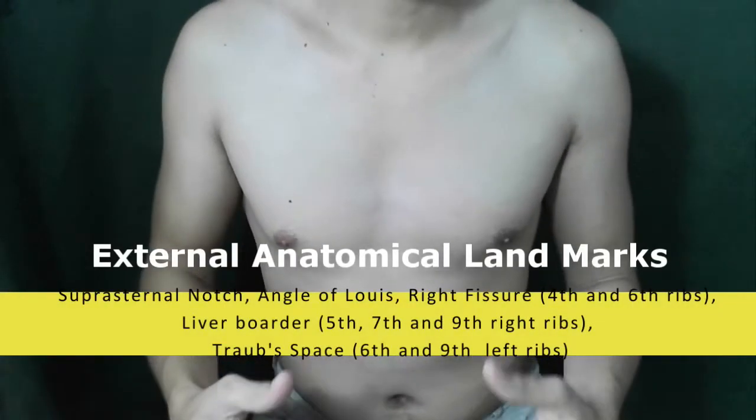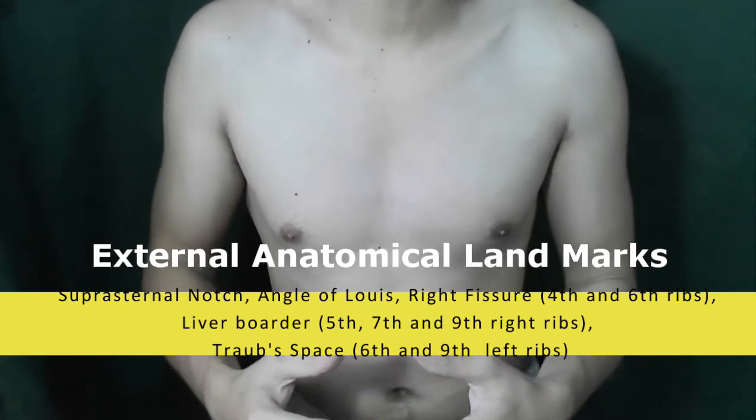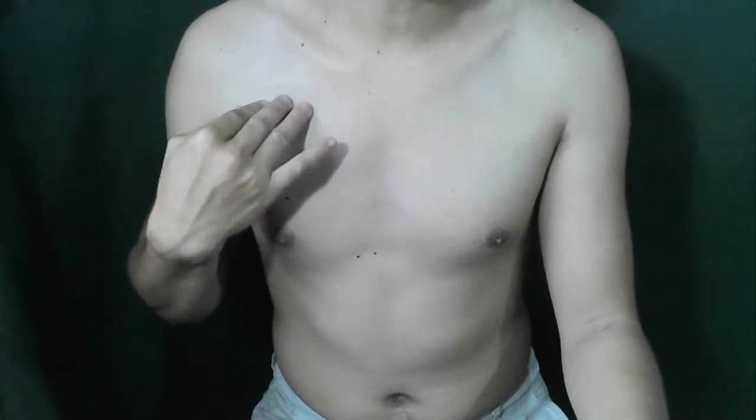Hi there. In order to assess the lungs of our patient effectively, we need to know first the external landmarks, or the external anatomy of the chest. So you already know with your previous knowledge of anatomy that the right lung has three lobes. We have the superior lobe, the middle lobe, and the lower lobe. Unlike your left lung, it only has two lobes. We have the upper lobe and the lower lobe, or the superior lobe and inferior lobe.